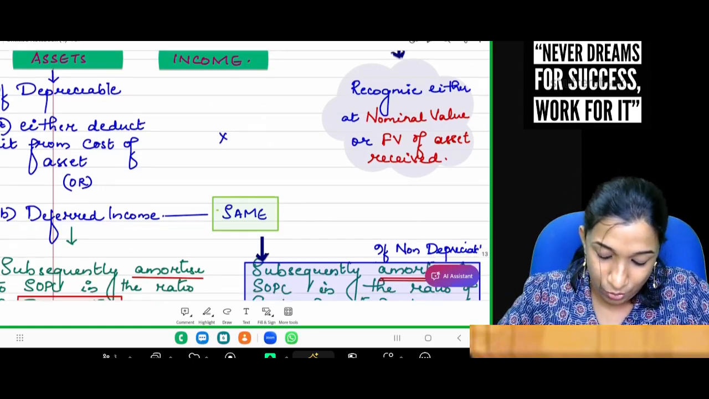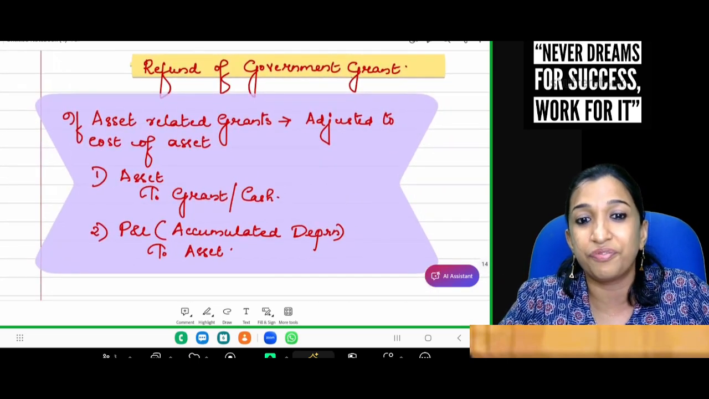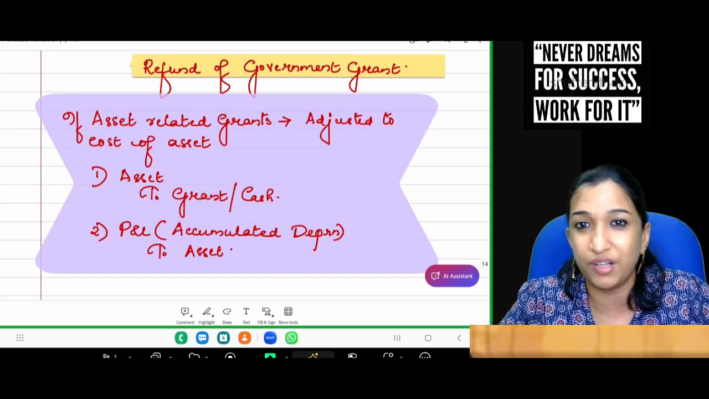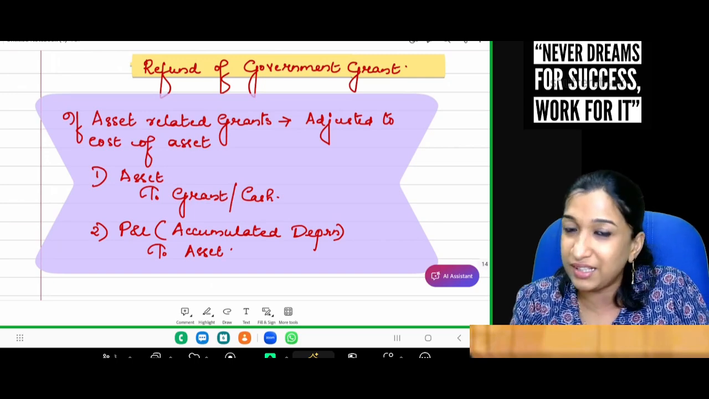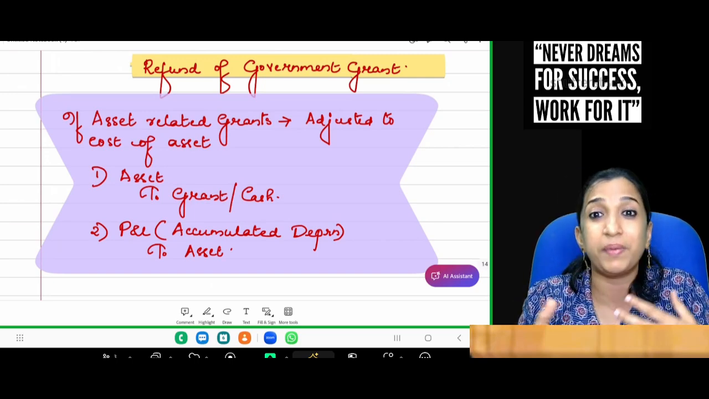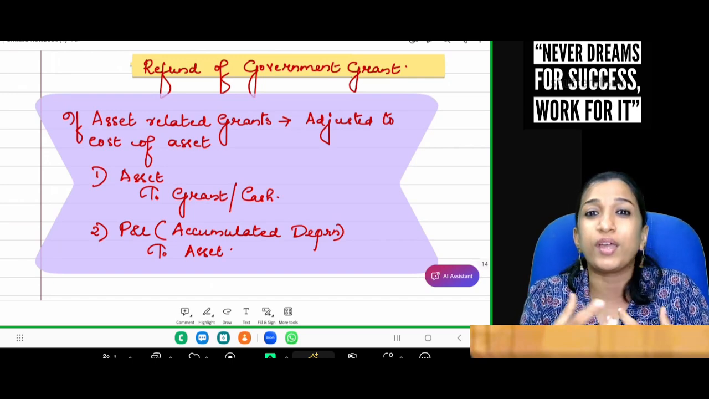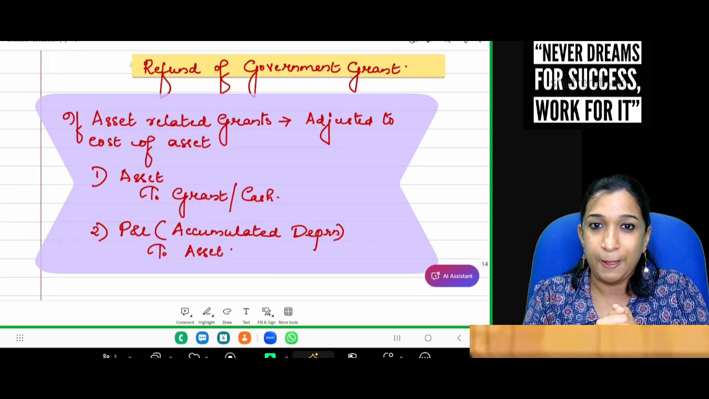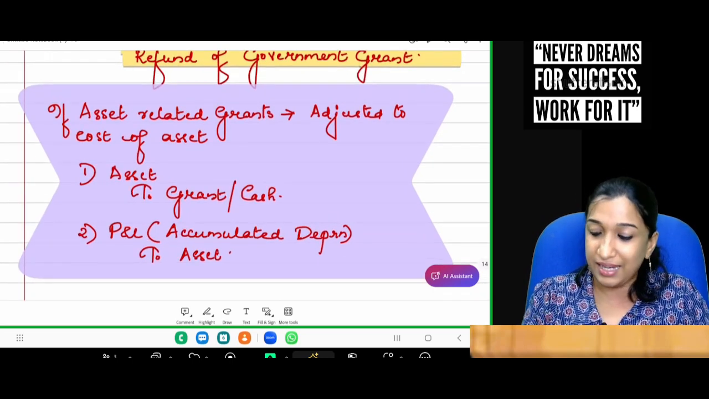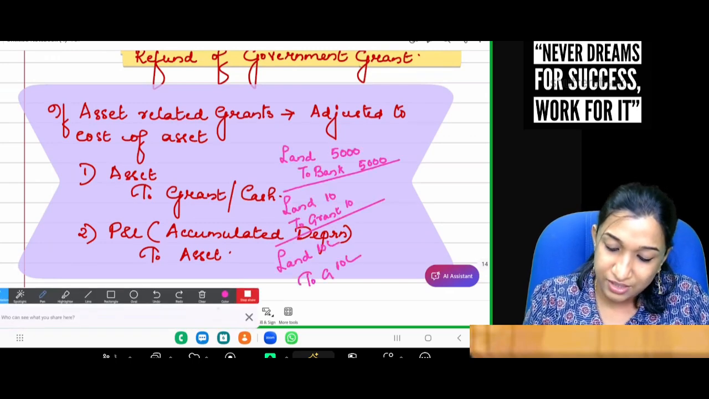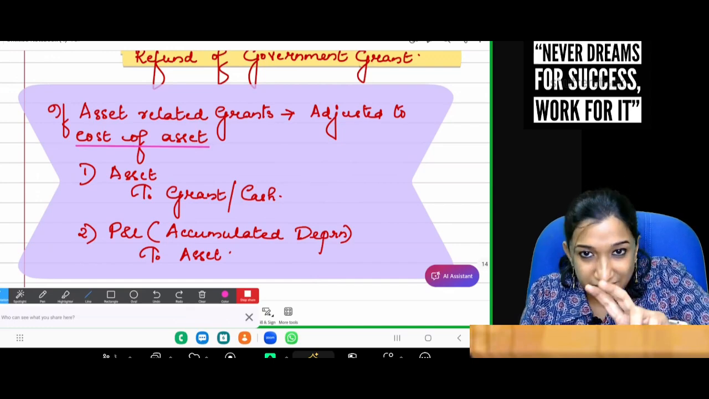That's it. Now, refund. What is the treatment if the government grant is refunded? A refund of government grant arises only if you have not satisfied the conditions. How will you account for the refund of government grant? If it is an asset related grant, and you have adjusted it against the cost of the asset, then reverse the entry.